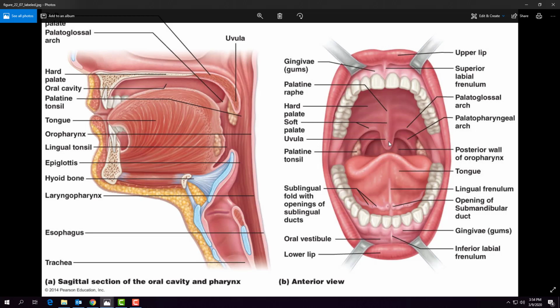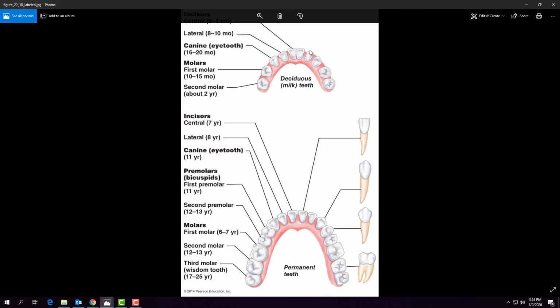Then we have two sets of teeth in our lifetime. We have our baby teeth. So these are our deciduous teeth up here. We have 20 deciduous teeth in all. And then we have our permanent teeth down here, and we have 32 of those.